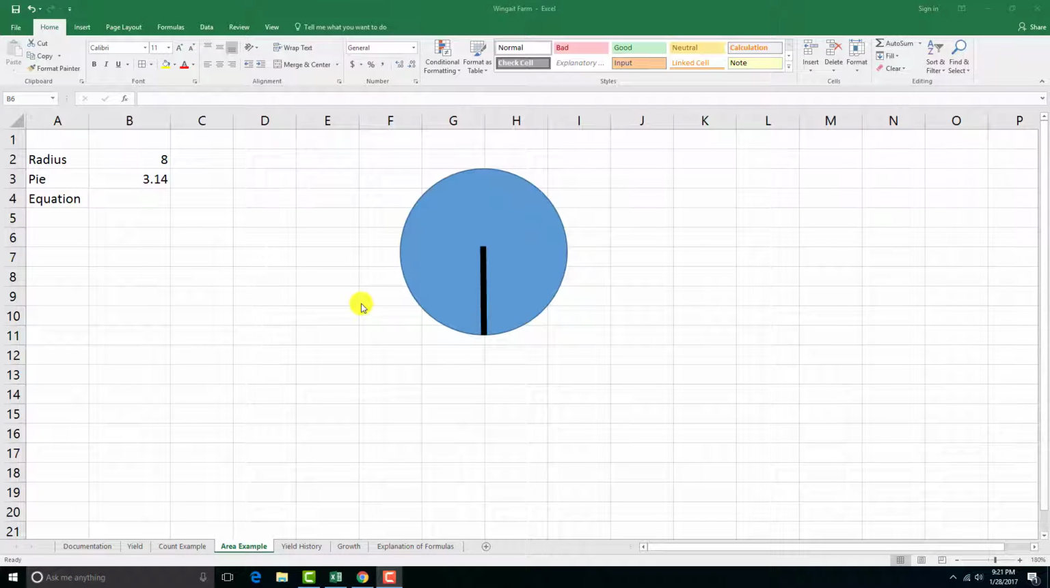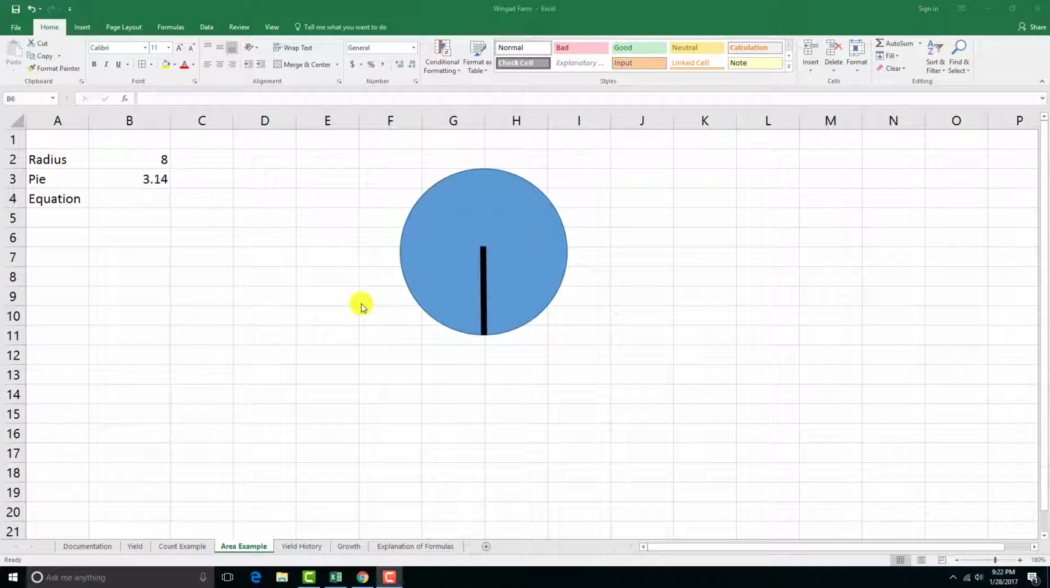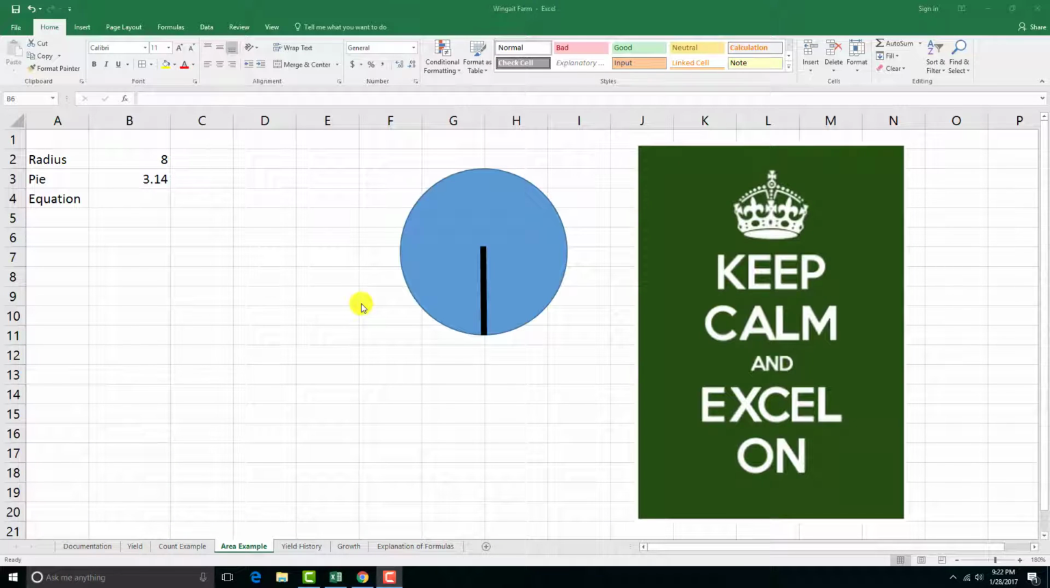Hey guys, this is my Excel tutorial on performing calculations with formulas and functions. This is all about just making things a little bit easier. That's what Excel is all about, making things easier. So if it seems confusing, it's actually trying to make your life a little easier. So keep calm and Excel on.